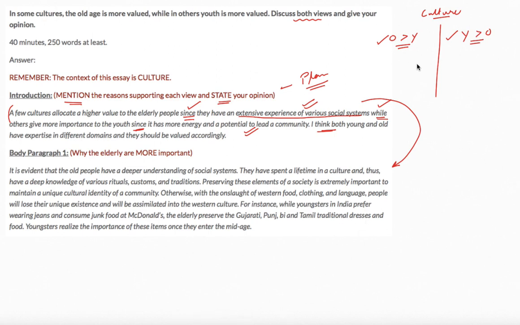Now, why should old people have more value than youngsters? Let us explore this point. Old people have more value than youngsters. What could be the reason? As I've mentioned here, old people have an extensive experience of various social systems. What do I mean by that? Old people usually have more knowledge and understanding of social systems.